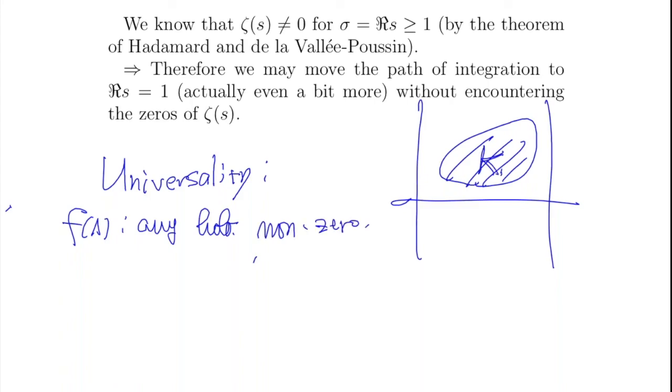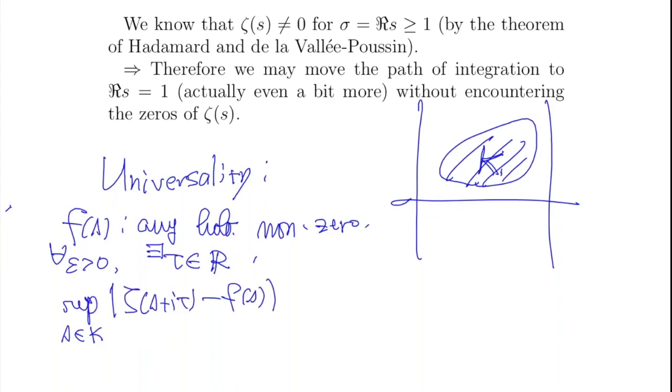and for any epsilon, you can find some tau for which the zeta function can approximate the given f(s) arbitrarily accurately. I mean, any holomorphic non-zero function can be well approximated by the Riemann zeta function.